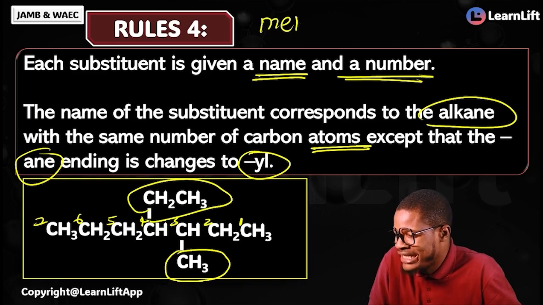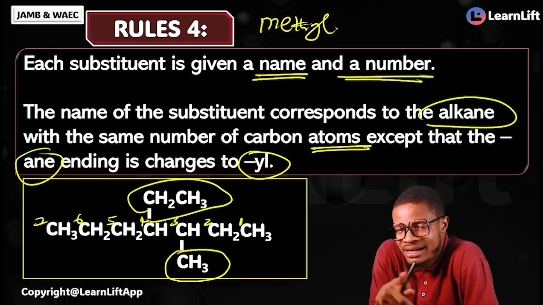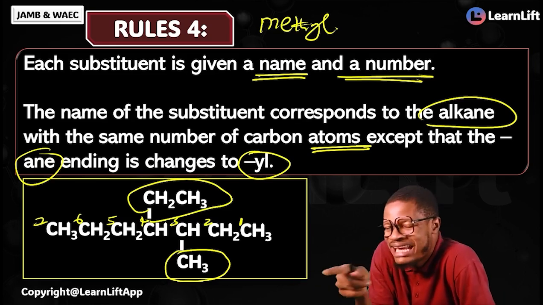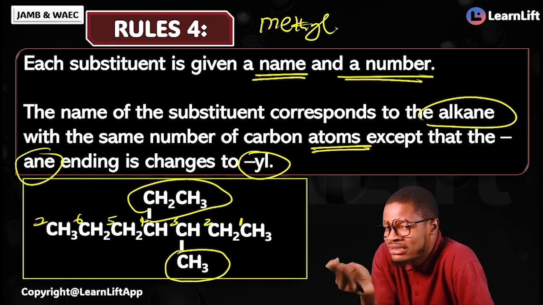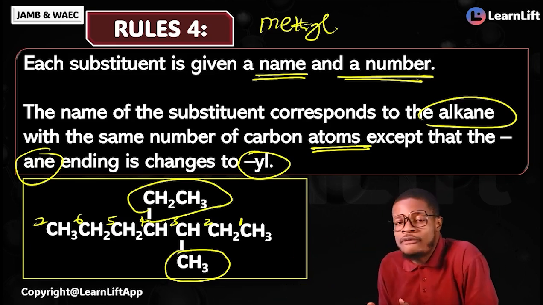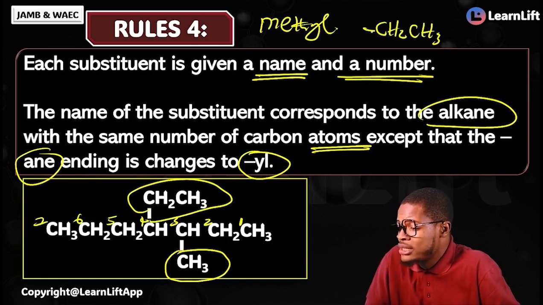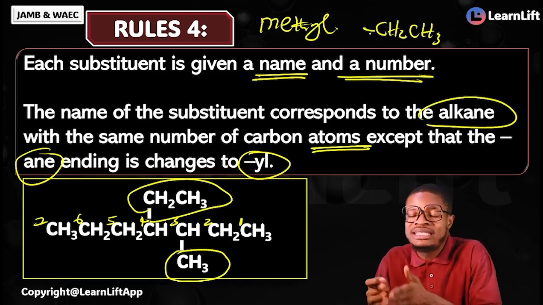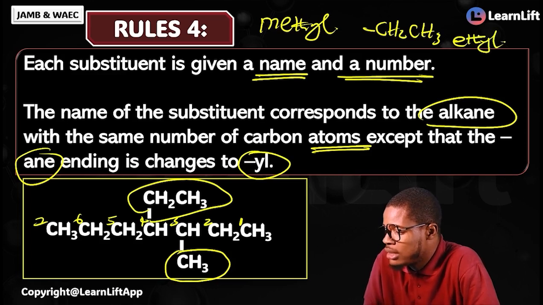What is it? Methyl. CH3 is methyl. Methyl is a methane that has lost one hydrogen, because alkyls are alkanes that have lost one hydrogen. Now, what about the substituent in carbon 4? That substituent in carbon 4 is your CH2CH3. You know that it's supposed to be CH3 to be ethane. Now, what is the name? It is called your ethyl. Ethyl is the name of the compound.